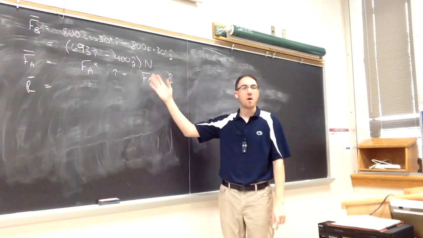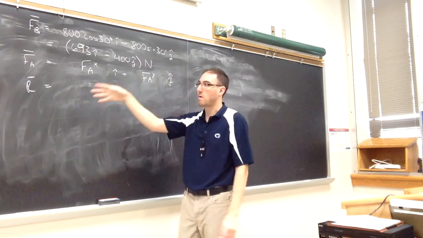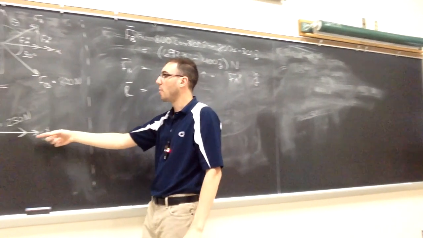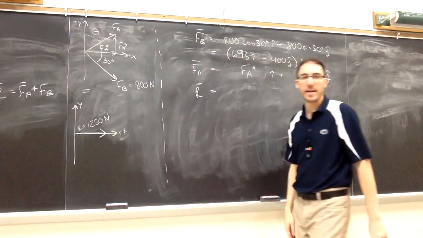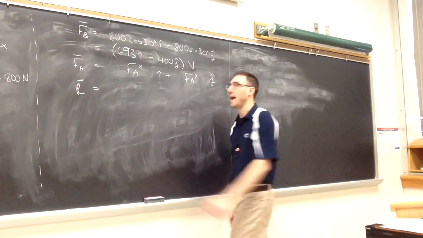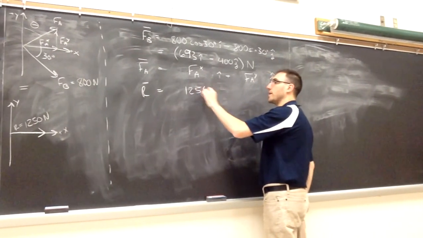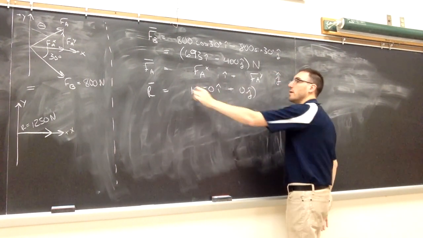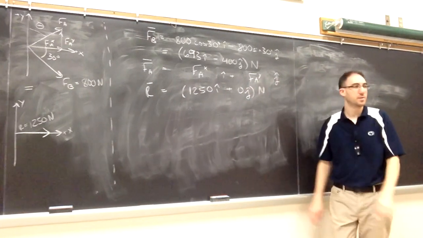So we don't know what they are, and that's okay right now, because R, we were prescribed in this. If we look at R, we can easily express R in its component form. It's pointing to the right. We're given its magnitude. So the resultant we know should be 1250i plus 0j newtons.